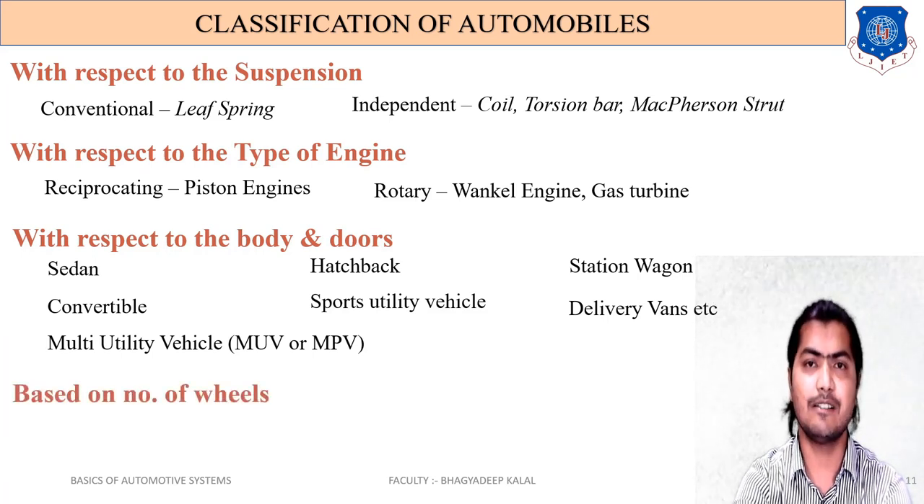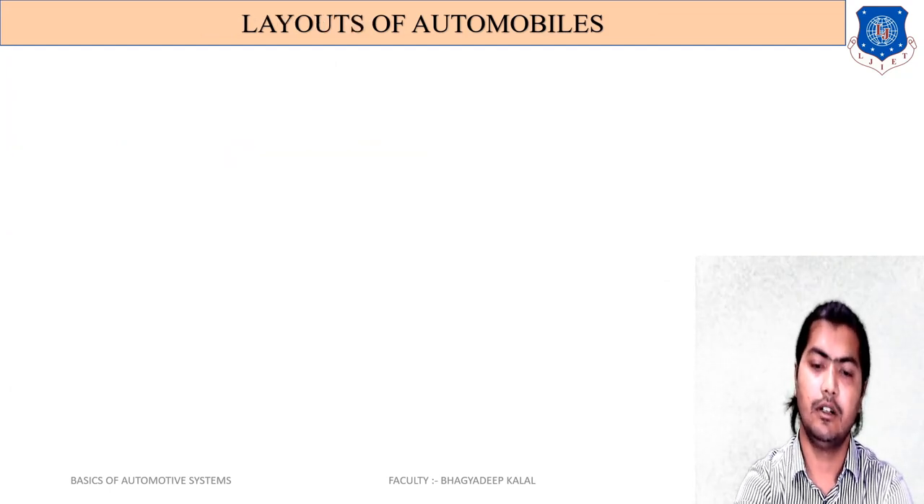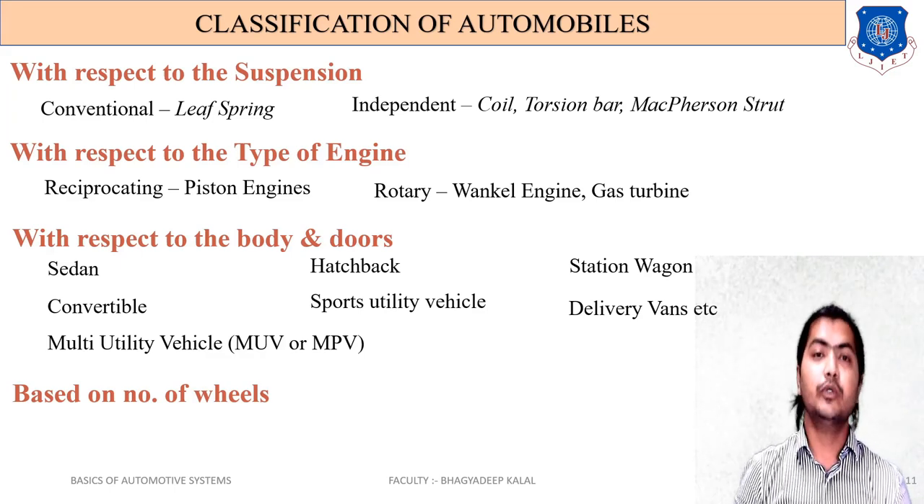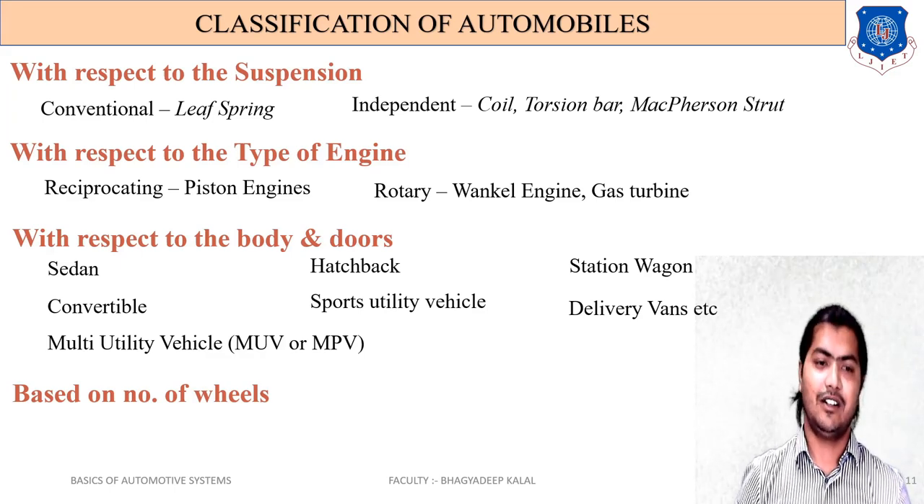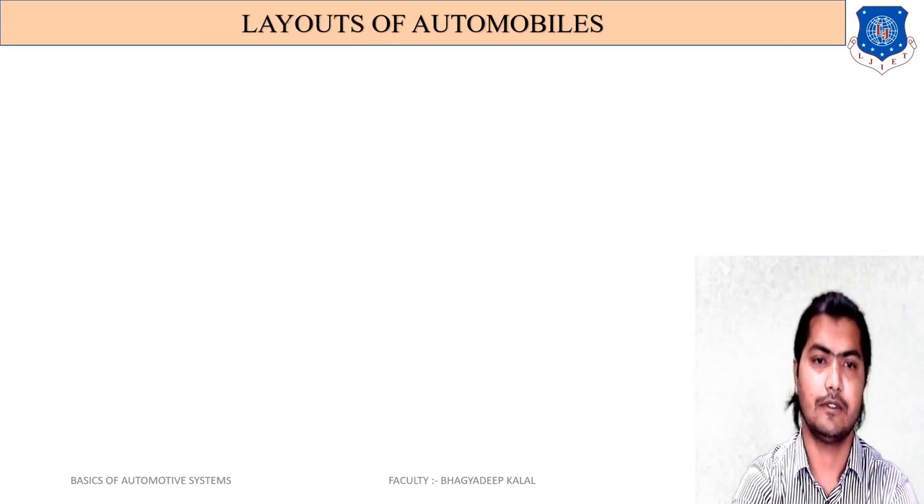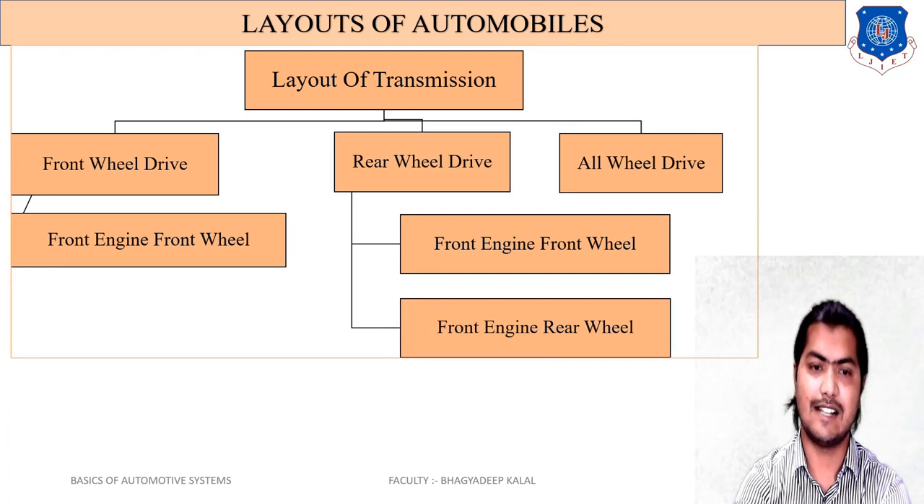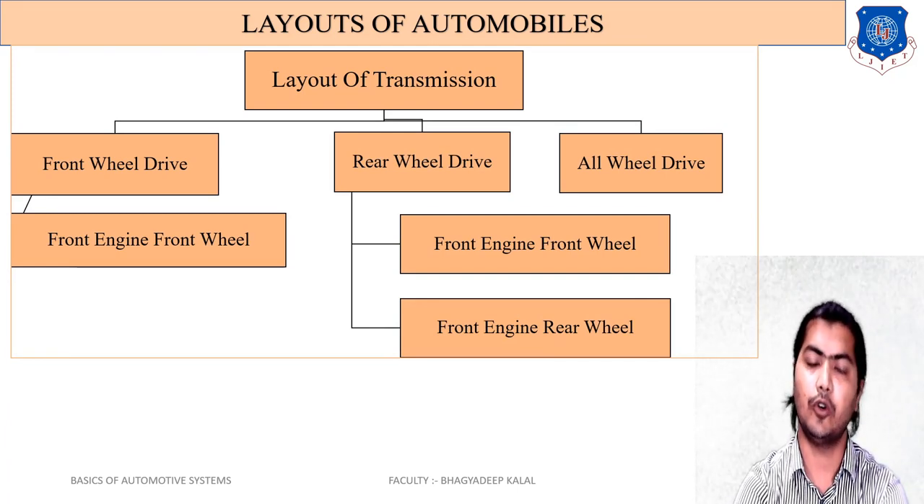Next is based on the number of wheels. Based on the number of wheels, that means two-wheeler, three-wheeler, four-wheeler, six-wheeler. Next, layout of automobile. Layout of the transmission system is basically of three types: front wheel drive, rear wheel drive, and all wheel drive.